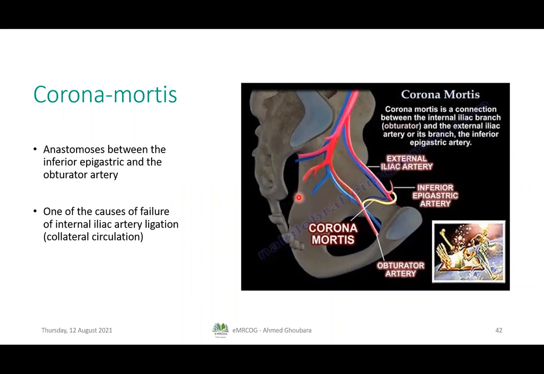Sometimes in cases of severe postpartum hemorrhage, as a last resort after hysterectomy, you might think of ligating the internal iliac artery. But sometimes even after doing that, hemorrhage still occurs, there is still blood in the pelvis. This blood comes from an anastomosis from the external iliac artery. This anastomosis is called the corona mortis, the shortcut between the external iliac and internal iliac artery. Okay, guys, is that clear? Please tell me so that I can go on.